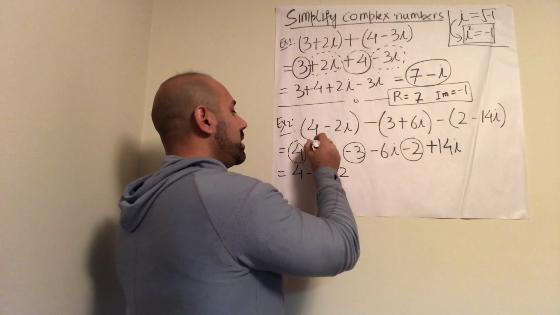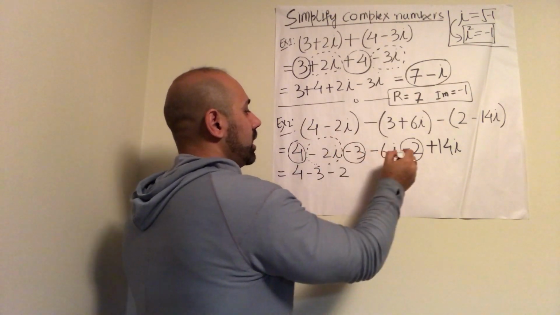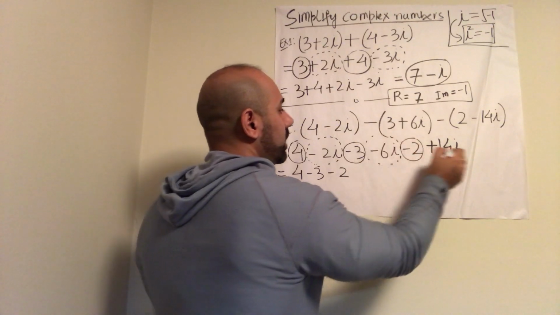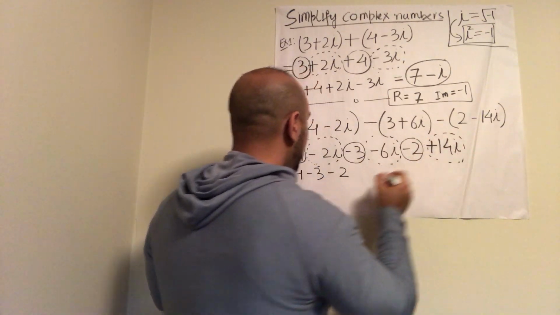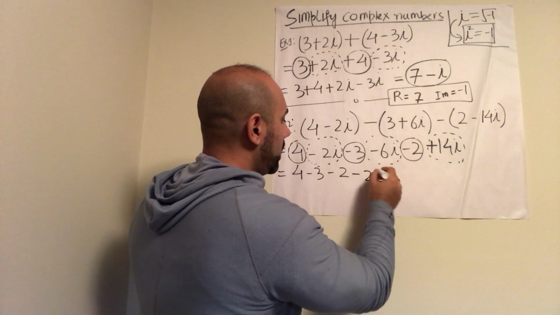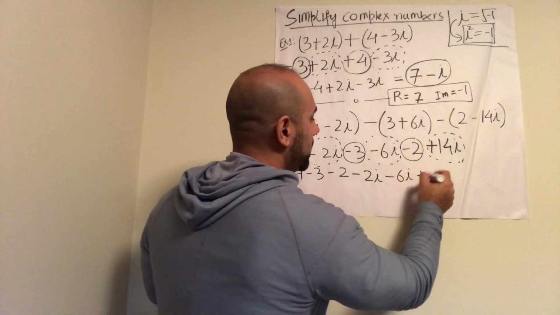Please don't forget the imaginary. I have to combine the imaginary ones. This one, and then I have the final one right here. So this is -2i, -6i, and plus a 14i.